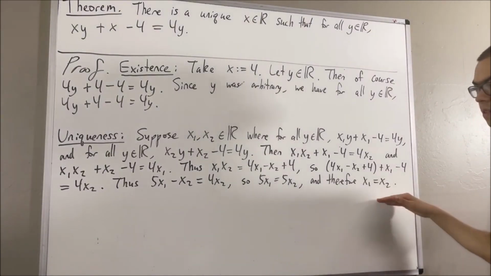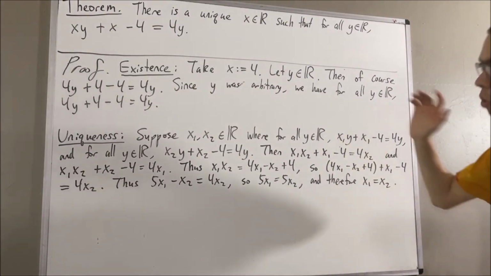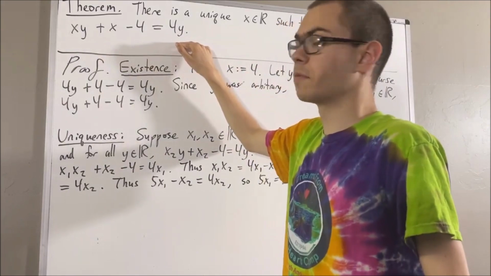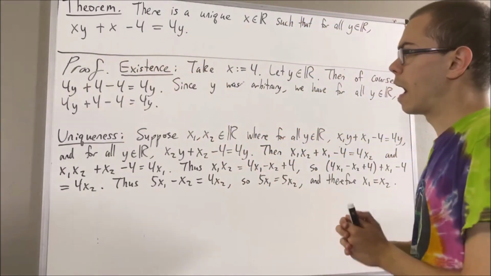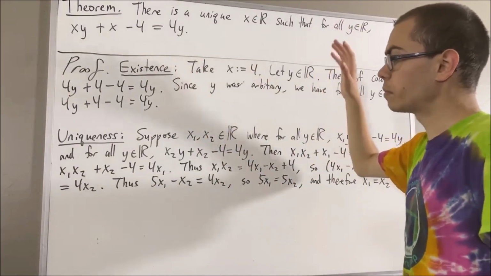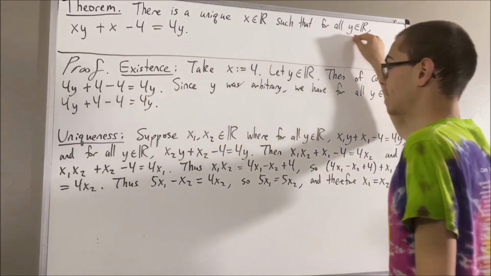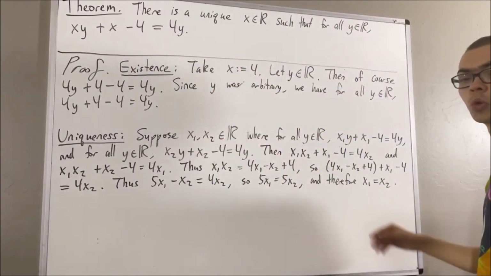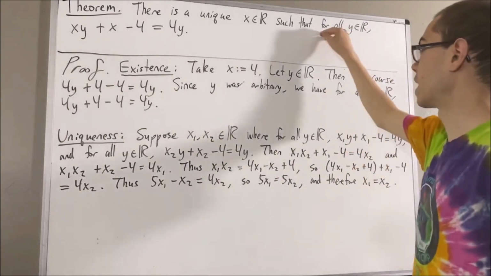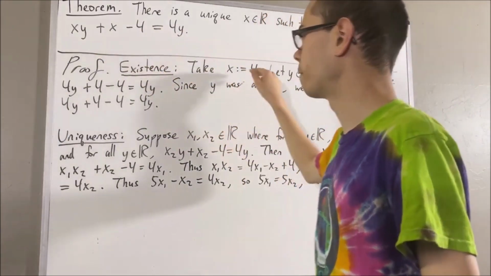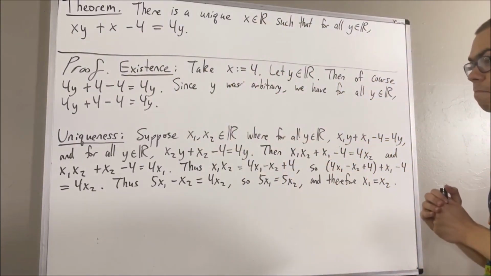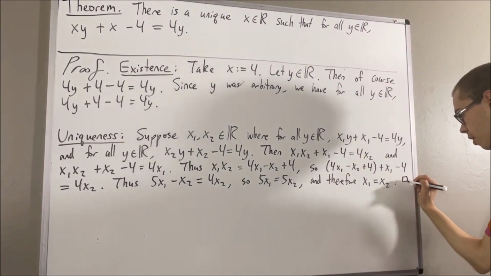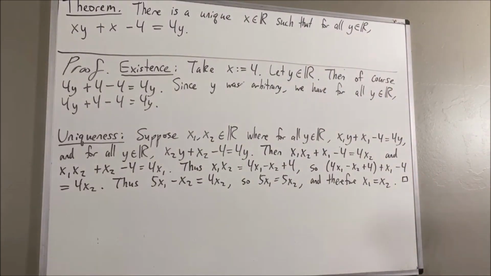And this proves uniqueness, right? So let's put this all together. We found a real number which satisfies this statement, so that proves the existence portion. How do we know that this real number is unique though? Well, we suppose that there are two real numbers that satisfy this statement. Well, we show that those two real numbers have to be equal. So there can only be one real number which satisfies this statement. Namely, 4 is actually the one which will satisfy it. And so we've proven exactly what we wanted to prove. So this completes the proof. And so yeah, that's pretty much it for this video.